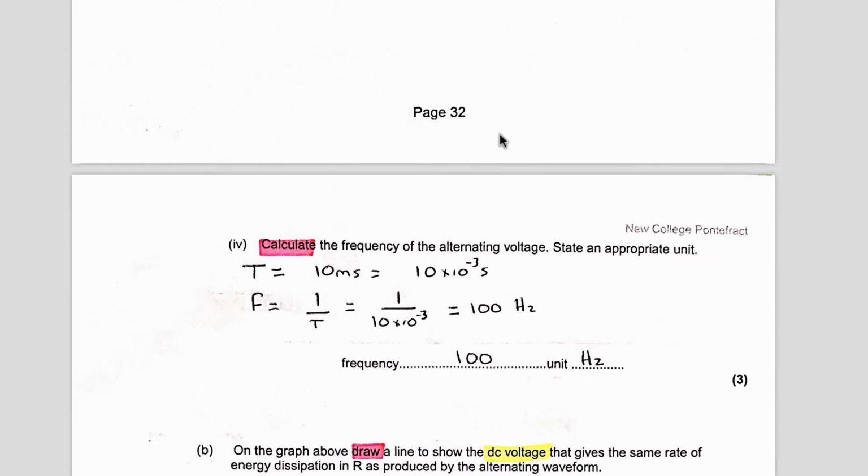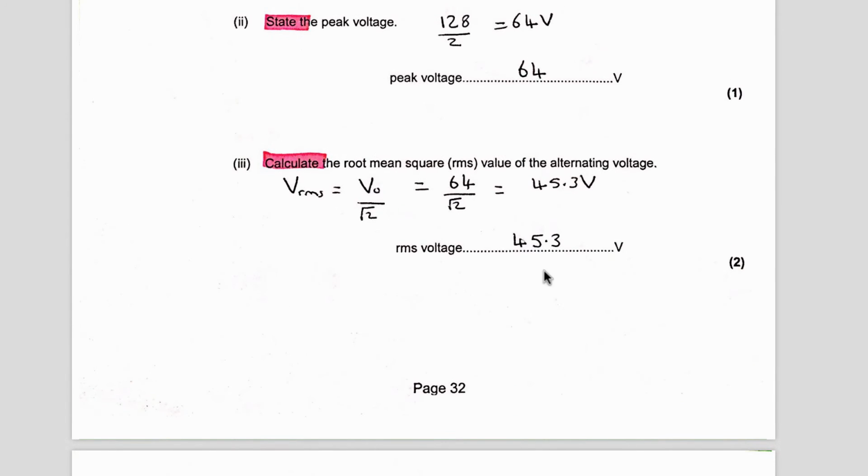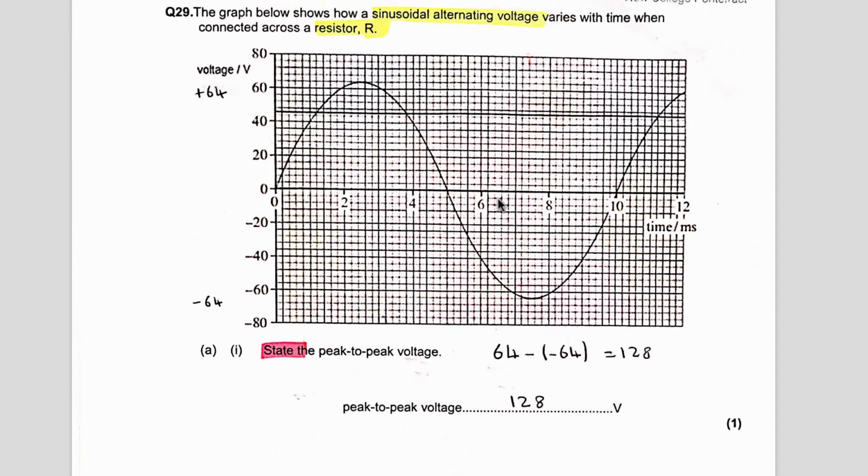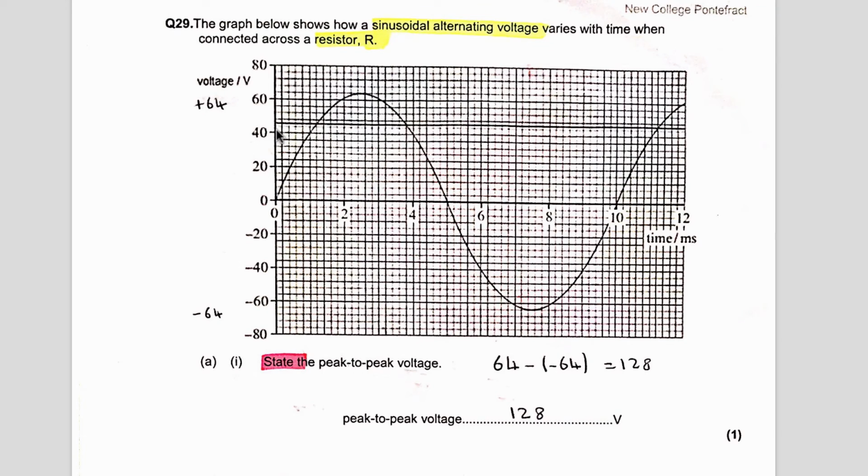So if we go back up to the root mean squared voltage that we worked out, it was 45.3 volts. So what we're really doing is we will draw a line. We'll go up and find 45 volts on here, and then it's just a straight line that goes across here. That gives us the equivalent direct current voltage, which gives the same heating effect or same power dissipation as this sinusoidal source here.